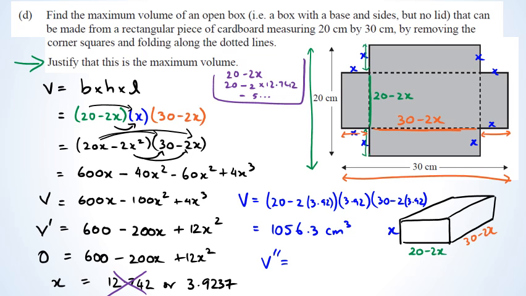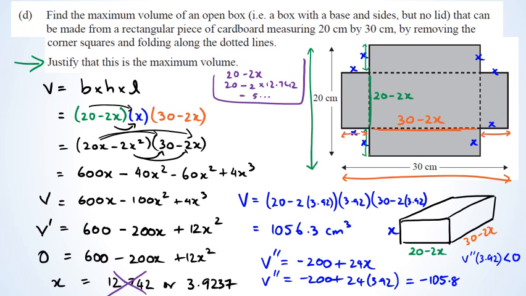So if I do V double dash, what ends up happening is I get negative 200 plus 12x squared would become 24x. Okay, and now what I can do is substitute 3.9 in it. So I'll get V double dash equals negative 200 plus 24 times 3.92, whatever that is. And this ends up being negative 105.8. So at this point, you can actually say V double dash of 3.92 is less than 0. Therefore, it is a maximum point.